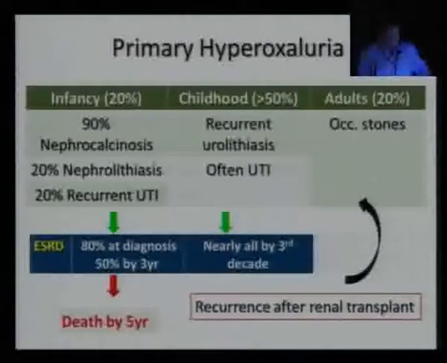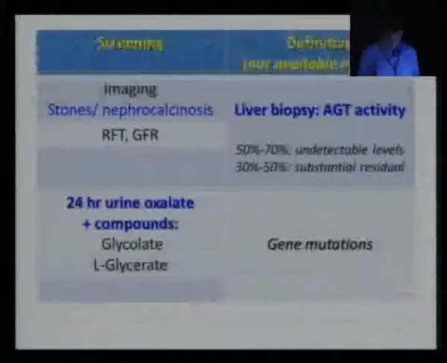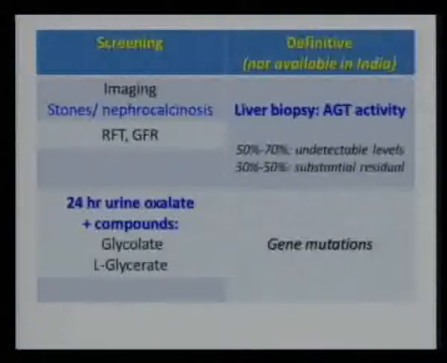Primary hyperoxaluria, we have discussed the case in the morning, which was a very nice case. Infancy 20%, childhood 50%, adults 20%, and the end-stage liver disease. In fact, that infant had almost end-stage renal disease, requiring dialysis and other things. Death by 5 years. And what is the screening?